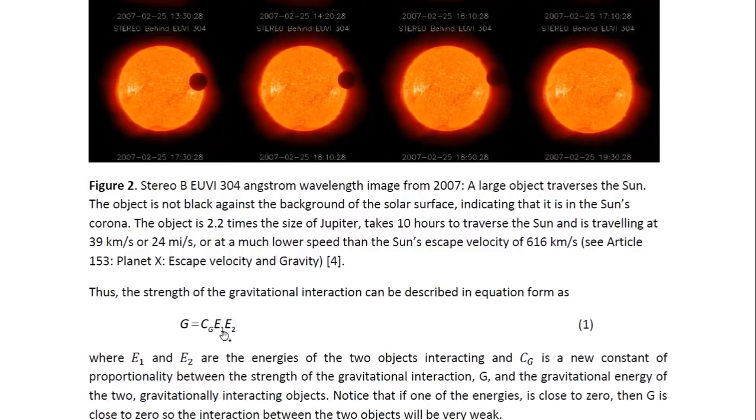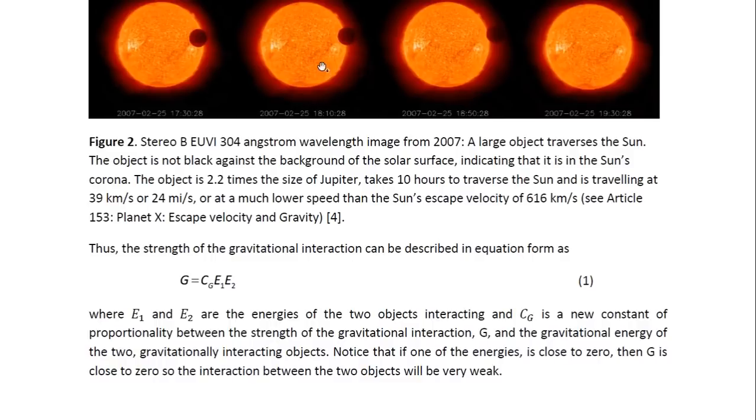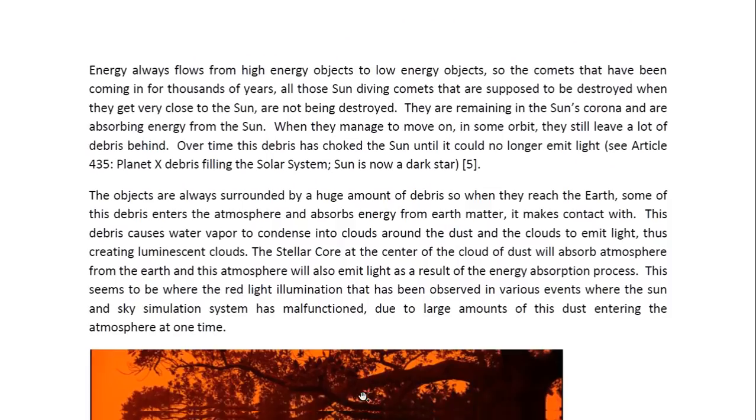So for example, if E1 is the energy of the sun, E2 would be the energy of the stellar core. Then if the stellar core has very low energy, E2 would be close to 0, and that means G would be close to 0 as well. That means the strength of the interaction between the two would be very weak. Energy always flows from high energy objects to low energy objects.